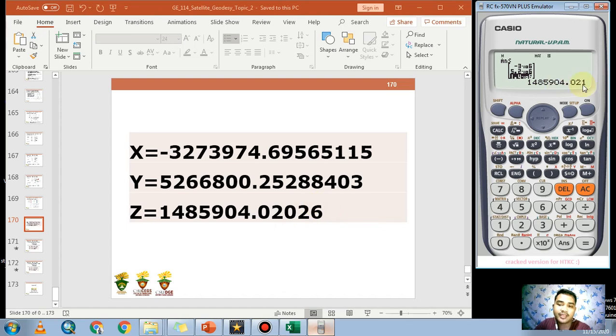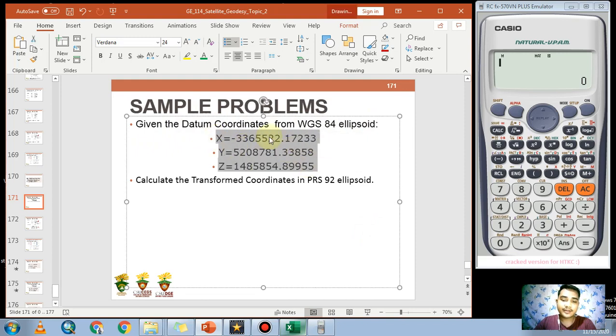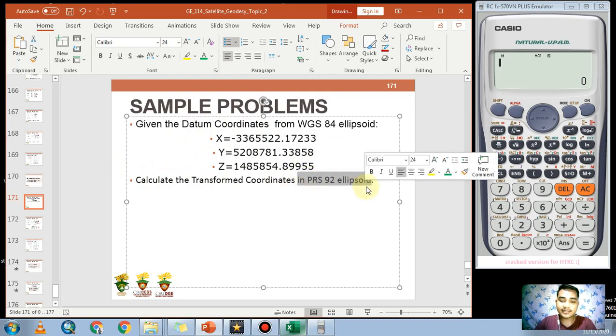1485904.021. Tulo iyang kaya. So that's it for PRS to WGS 84 na transformation. So another sample problem, no? So this is the problem, no? Given the datum coordinates from WGS 84 ellipsoid, so therefore kaning mga values, no, is from WGS 84. So calculate the transform coordinates in PRS 92 ellipsoid.